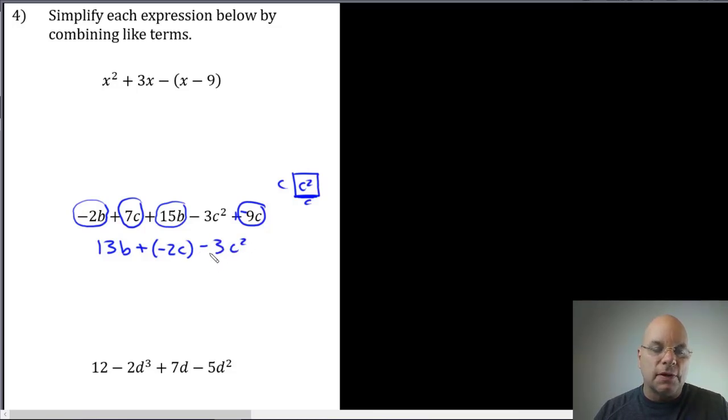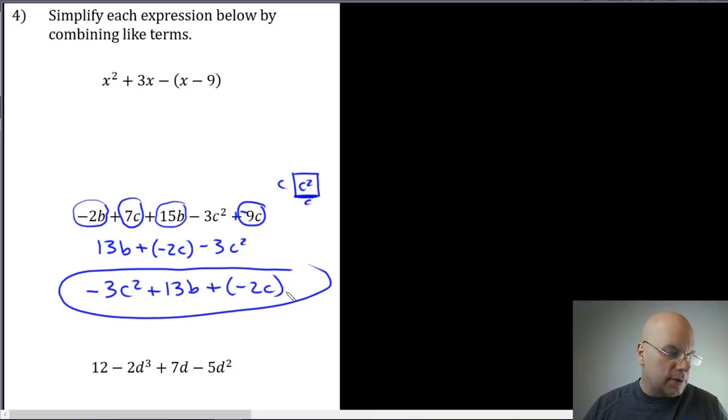And it's good to think of it as adding a negative 3c squared, because it's good convention to write these with the highest order term first. So the c squared should go first. So I should start this as negative 3c squared plus 13b plus negative 2c, or minus 2c is equivalent also. So that's how we do the second one.